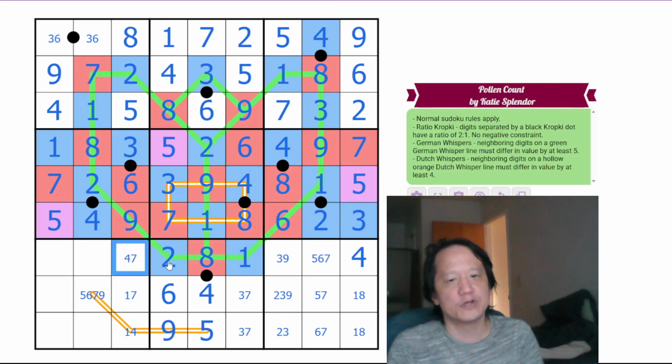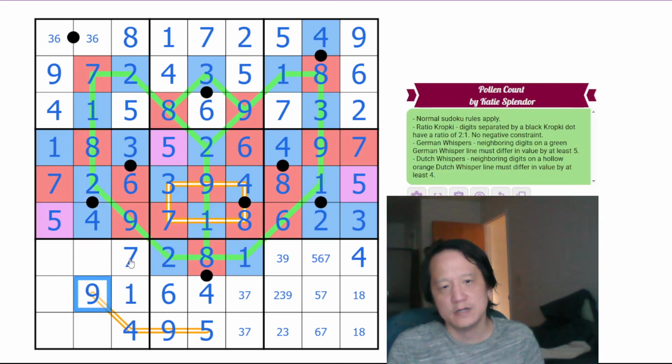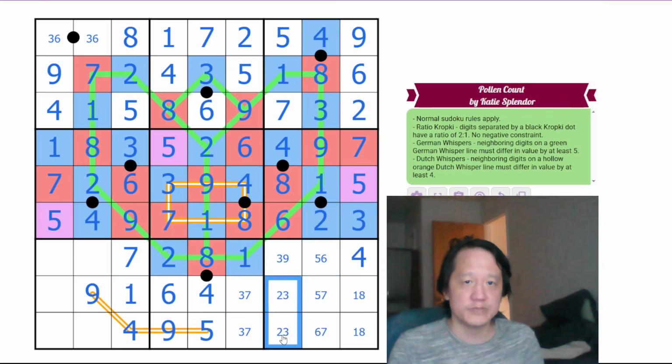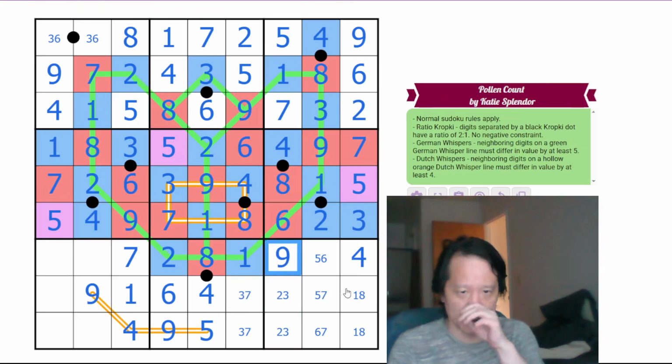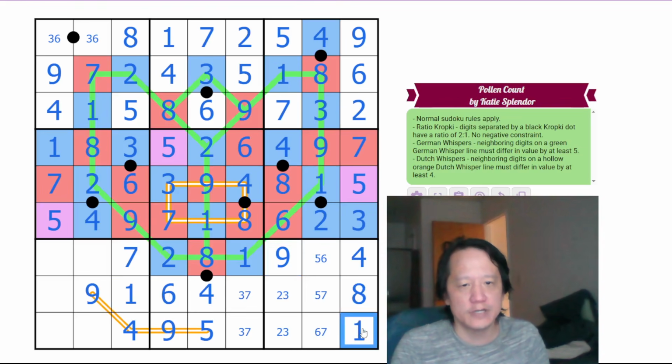4 eliminates 4 here, so that's 7, which eliminates 7 there, so it's 1, which makes that 4, which has to be next to 8 or 9 on the Whisper 4 line, and this can't be 8 because of 8 in the column, so this is 9. So that's that information. 9 eliminates 9 here, 7 eliminates 7 here. So we have a 2, 3 pair in column 7 that eliminates 2, 3 in the rest of the column, so no 3 there, it's 9. 1 eliminates 1 here, so it's 8 and 1.